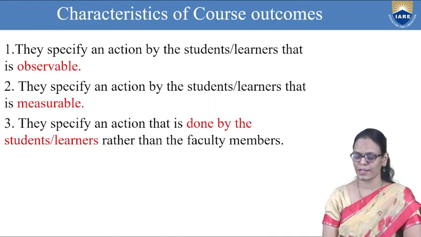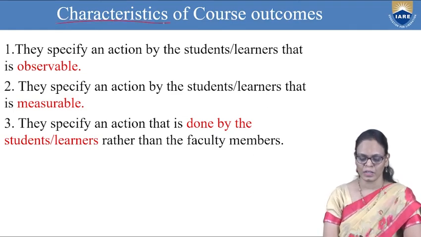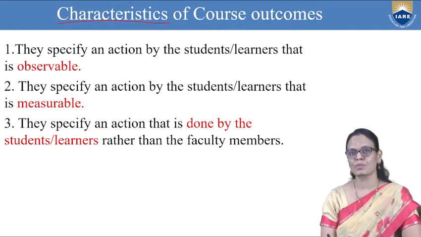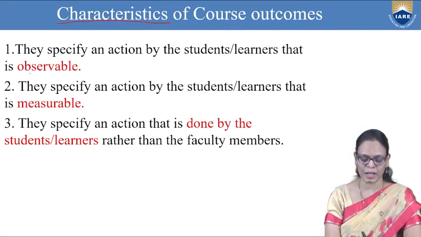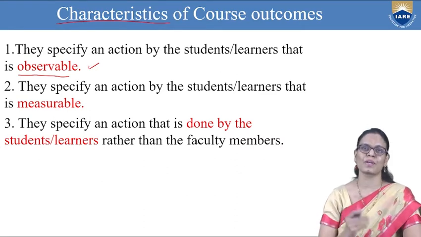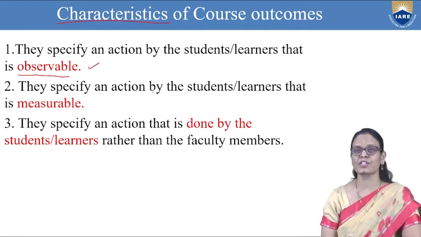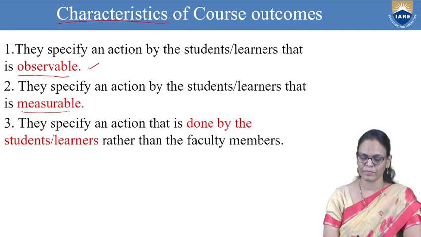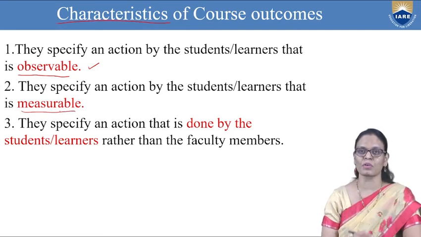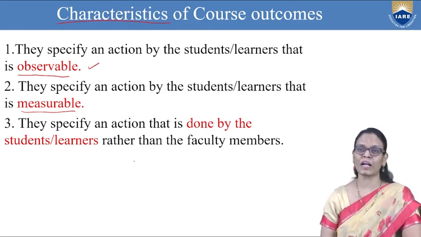Now, what are the characteristics of these outcomes? They specify an action by the students or the learners that is observable. So first we should be able to observe the students' action, to see whether we are able to achieve that outcome or not. They specify an action that is measurable, so we should be able to measure it also. And they specify an action that is done by the students rather than the faculty members.